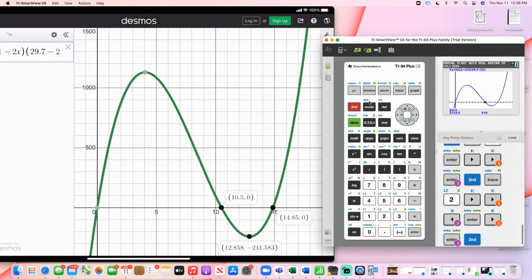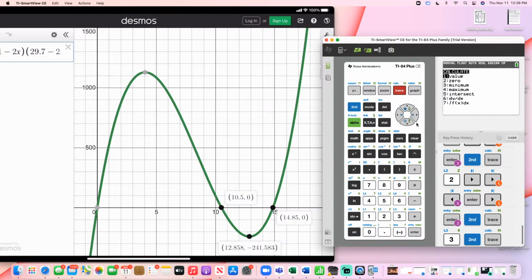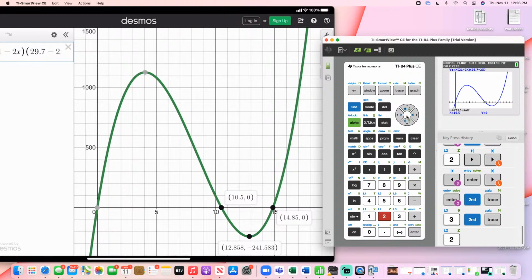If I do second trace minimum, not minimum, second trace zero. The problem of doing that from left bound all the way here and right bound there is that you're going to have 2 zeros, and I don't know which they will give you. They might give you the second one and not the first one. That's a problem. So you have to figure out what is in between, and that's the one that you want to do. Are we okay here?